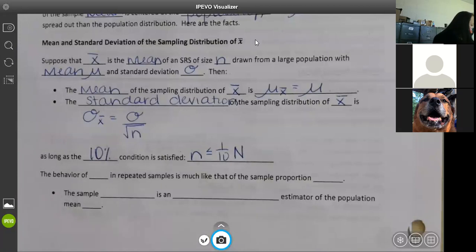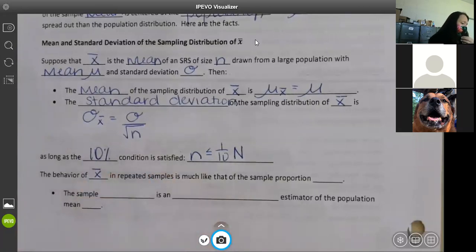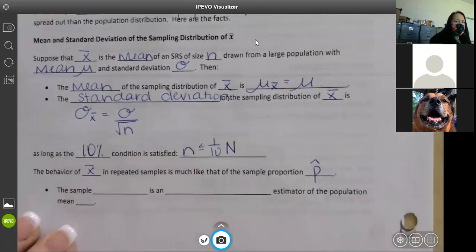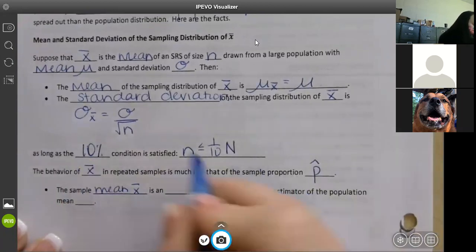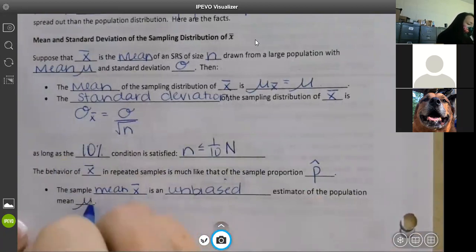All right. So the behavior of X bar in many repeated samples is much like that of the sample proportion p hat. The sample mean X bar is an unbiased estimator of the population mean mu.